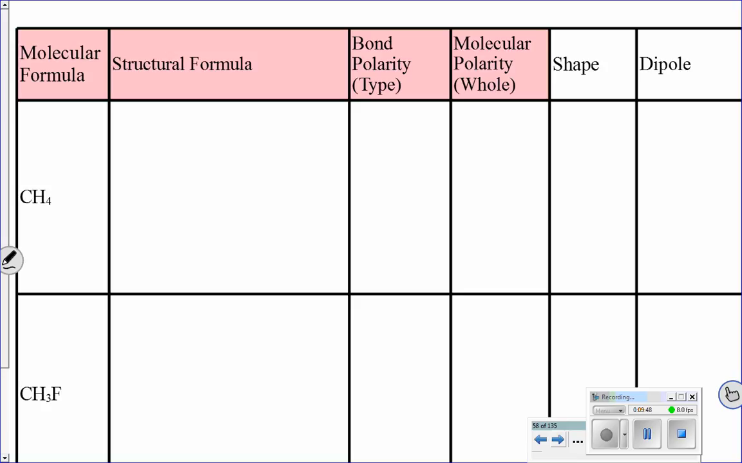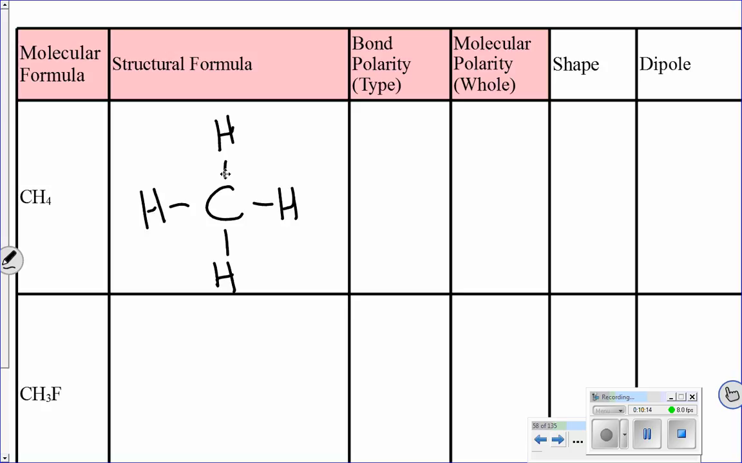Our carbon-based molecules are next. Carbon has 1, 2, 3, 4 electrons. In CH4, we're going to bond with 4 hydrogens, each bringing 1 to the table. So what this creates for us in this molecule, methane, is a structure like this.